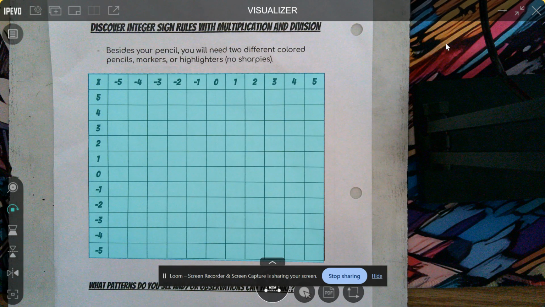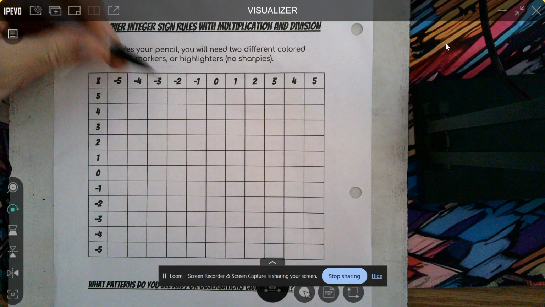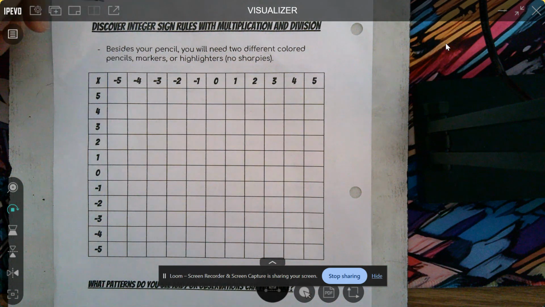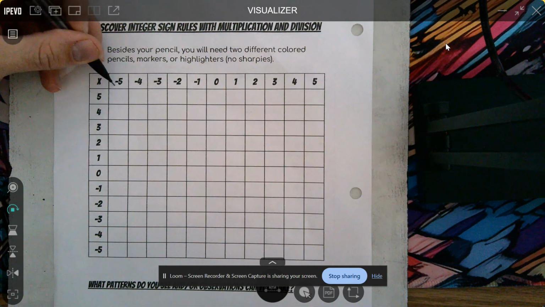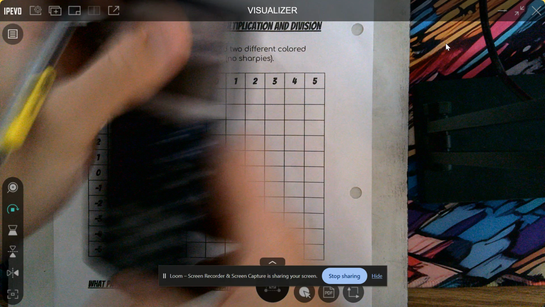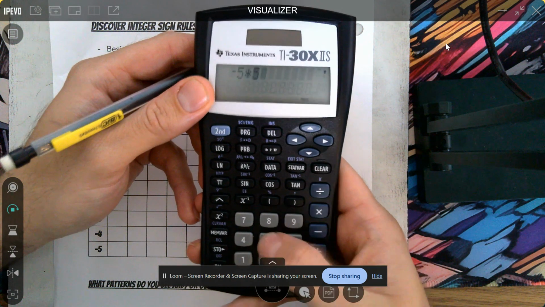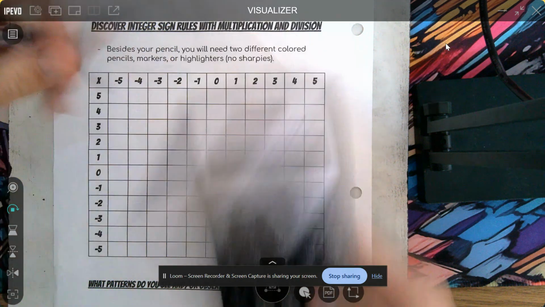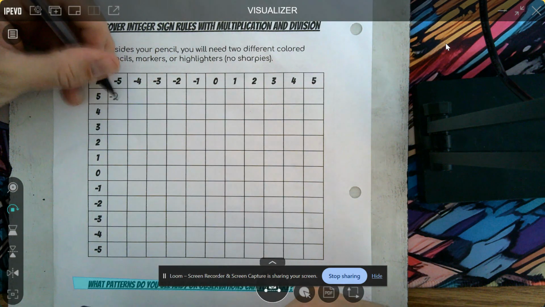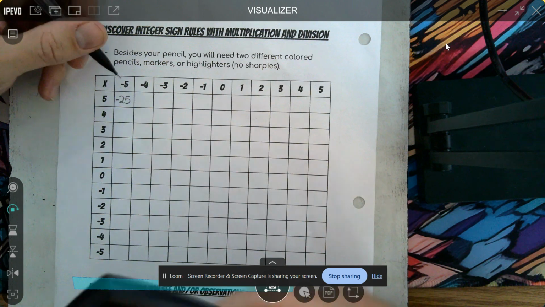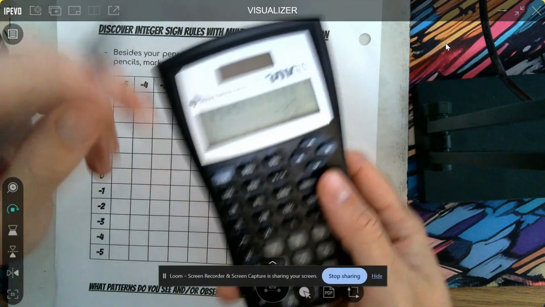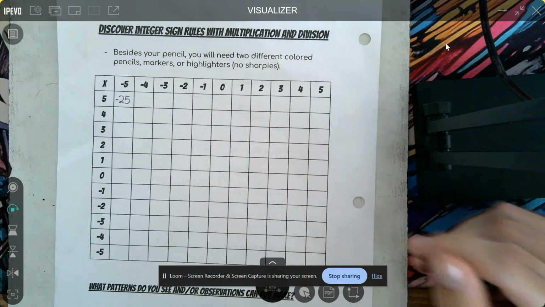So I know you all know how a multiplication chart works. So we're just going to be filling in the answers to this chart. Let's multiply 5 times negative 5. If you try that in your calculator, you get negative 25. I'm not going to do every single problem in my calculator. I don't expect you to either because we're going to find the pattern pretty quick.